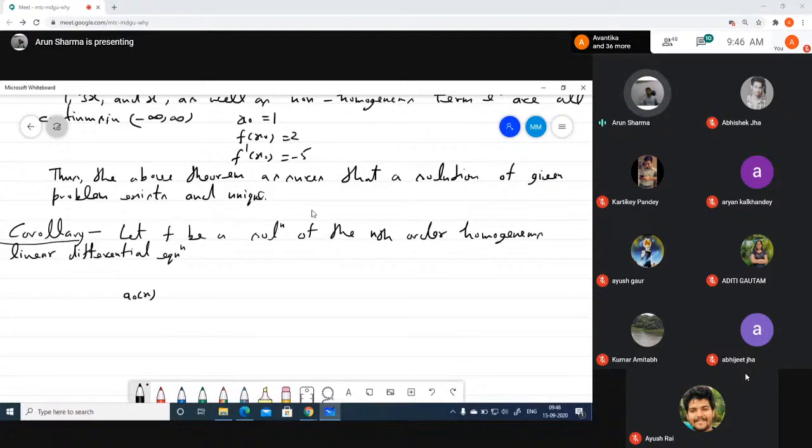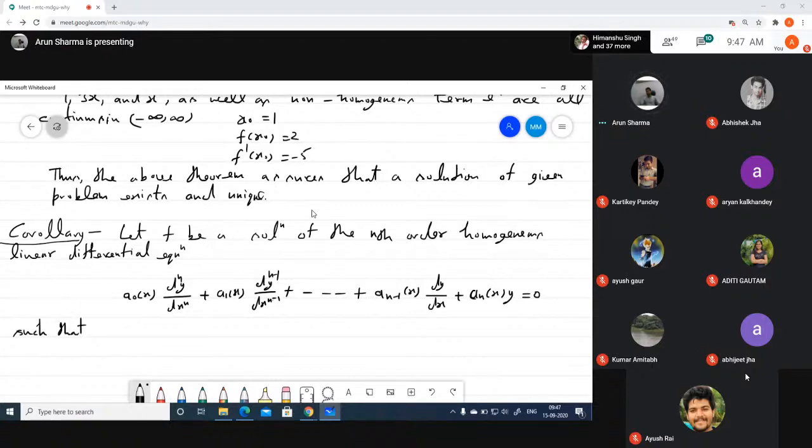a naught x d^n y upon dx^n plus a1 x d^(n minus 1) y upon dx^(n minus 1) plus dot dot plus a(n minus 1) x dy upon dx plus an x y equals to 0, such that f(x naught) equals 0, f dash x naught equals 0, and f^(n minus 1)(x naught) equals 0.